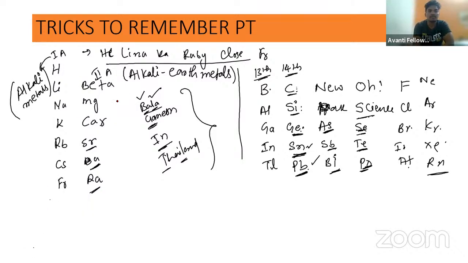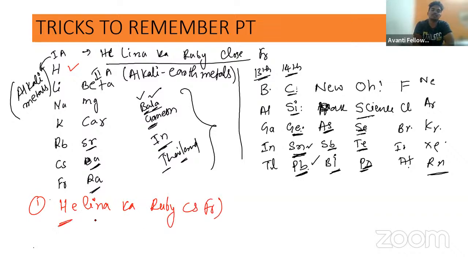Now listen carefully. What is the first trick? Helena ka Ruby close friend. That is hydrogen, lithium, sodium, potassium, rubidium, cesium, and francium. This is the first one. Next one: beta mange car, scooter, bap raji. Next, boron, aluminum, gallium, indium, and thallium.